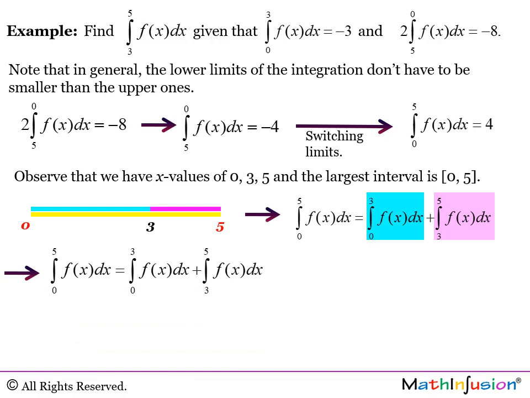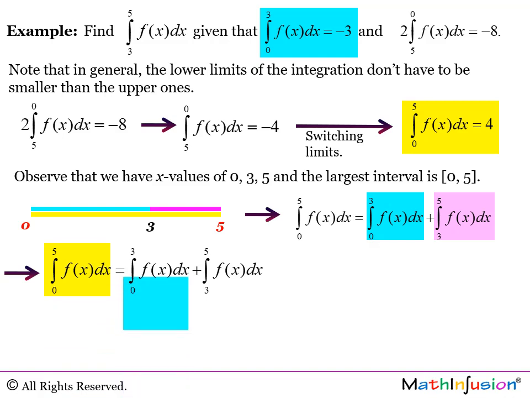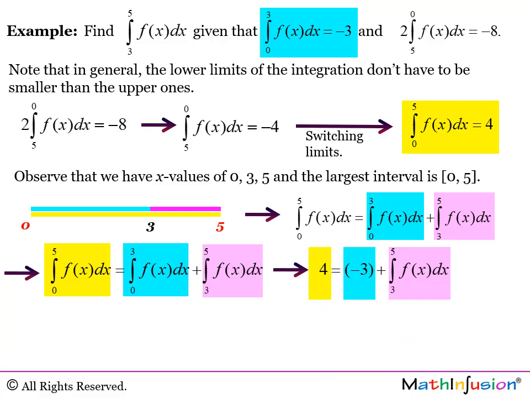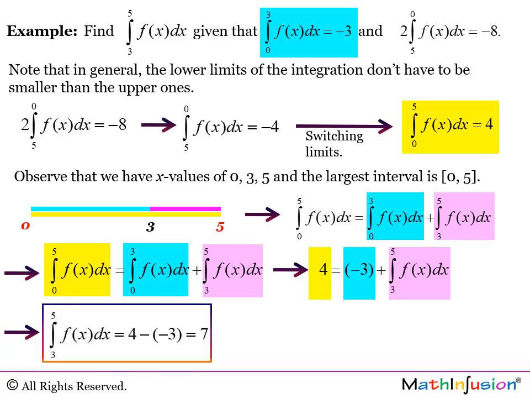Now let's see. You have that? So this guy equals 4. This guy equals negative 3. And this is what we need to find out. So 4 equals negative 3 plus what we have to find out. It means that the value of this integral is just 4 minus 3, which is 7.